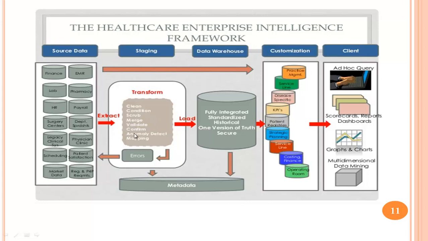Conditions, scrub, merge, validate, confirm, anomaly detect, and mapping. If there is any error, data will go back to the source data. Here now data is transferring to the data warehouse. This process we call fully integrated and standardized historical one version of truth.